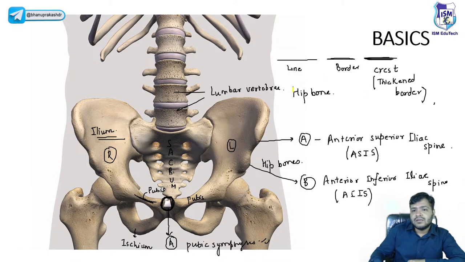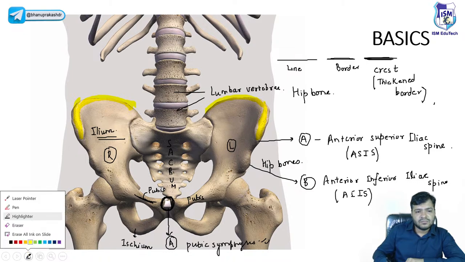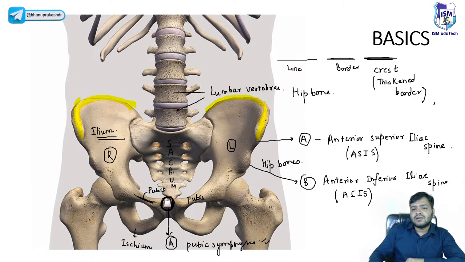So over here, if you want to locate where is the iliac crest in this particular diagram, guys, this is something that you can see, which I'm highlighting. Yes. So yes, this is the iliac crest, beta, the topmost part of the ilium. That is the iliac crest, which is very very thick. So this is the iliac crest, guys.